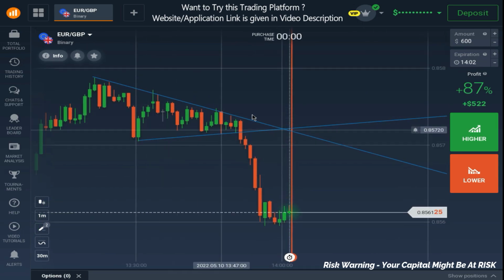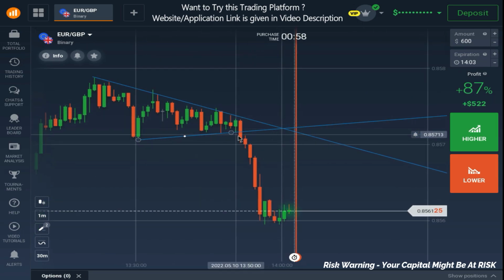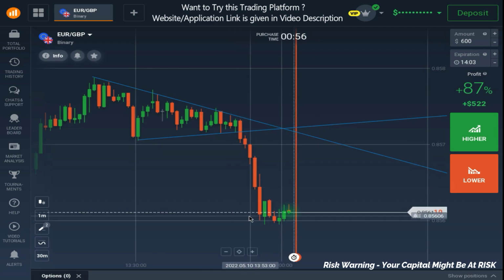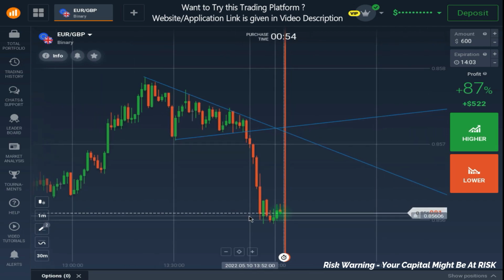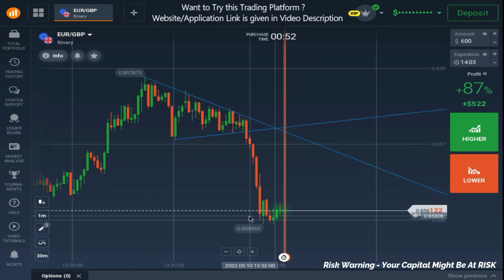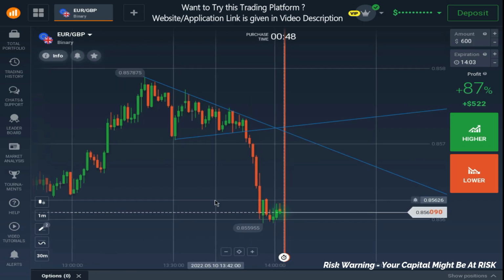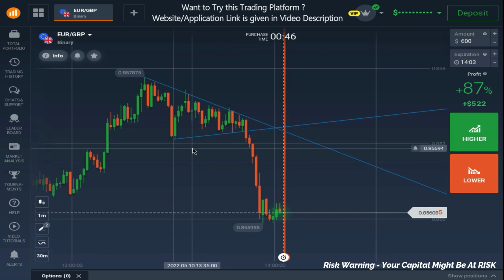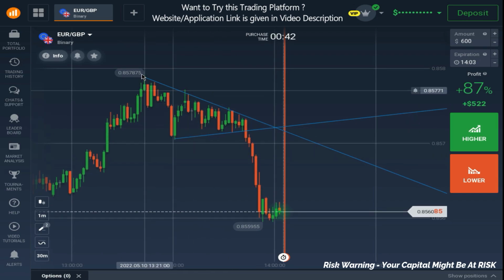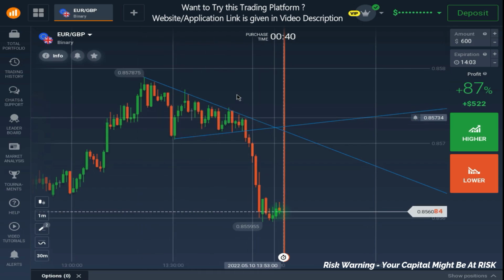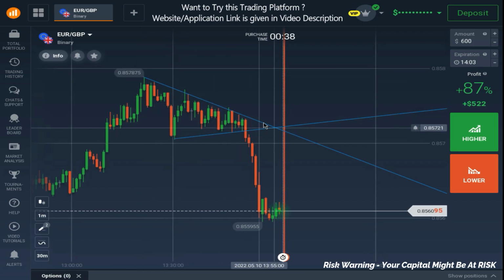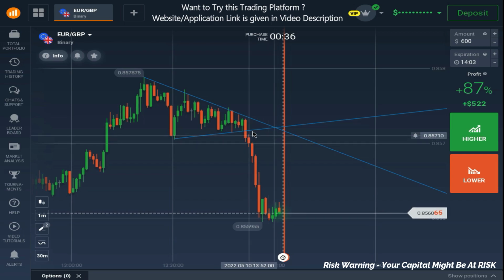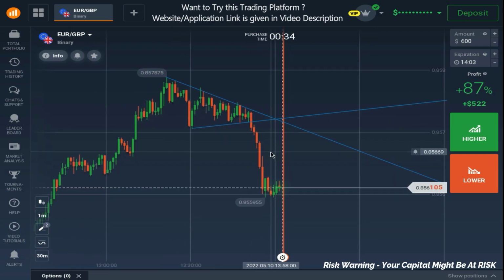So the consolidation phase was over, and this breakout turned out to be in our favor, and that's why I took this trade. So I used a market structure which was broken in this trading session. I used a trend support level and a breakout candle, and that's all I used. The resistance trend line I used to see if the market is breaking in the upward direction, because if it breaks in the upward direction, it is going to continue its trend.